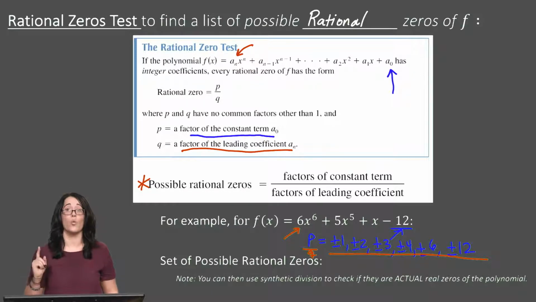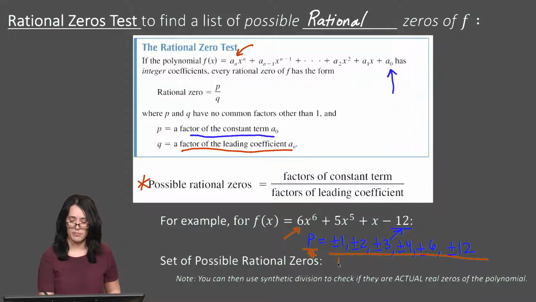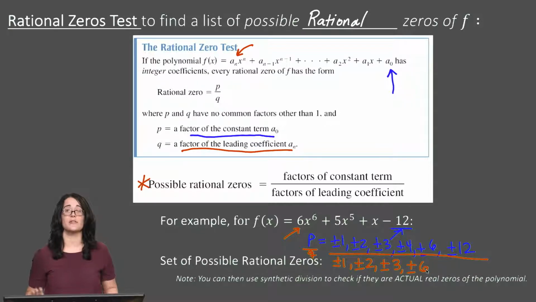That's right. 1 and 6, 2 and 3. So this would mean plus or minus 1, plus or minus 2, plus or minus 3, and plus or minus 6. Now this can look a little confusing to someone who's never done this before, but the idea here is we're just visualizing all possible numerators over all possible denominators.